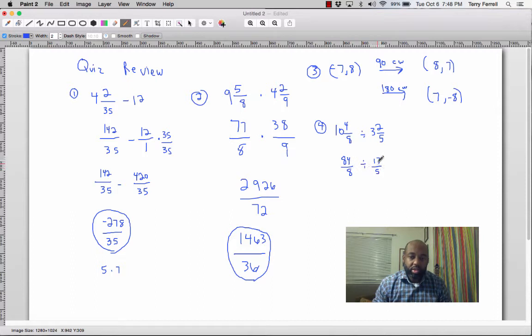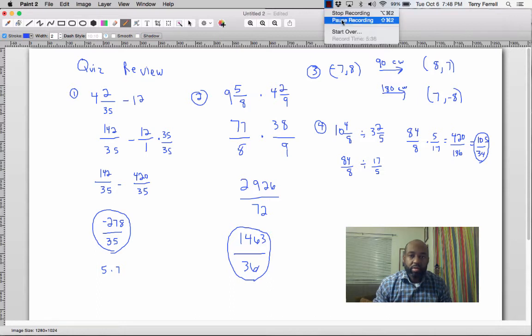Keep it, change it, flip it. So that's going to be 84 over 8 times 5 over 17. Top times top, bottom times bottom, which is 420 over 136. And reduce this. Keep dividing it to reduce it. Looks like I'm going to divide by 2. Then you're going to divide it by 2 again. So that will give you 105 over 34. And we can leave those as improper fractions. And I think I'm running out of space. Let's figure out how to pause here.